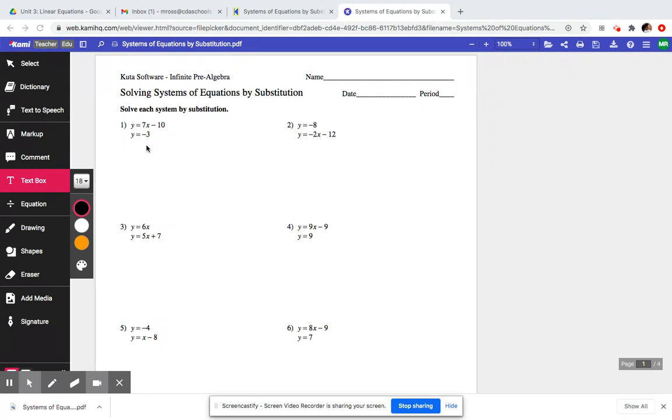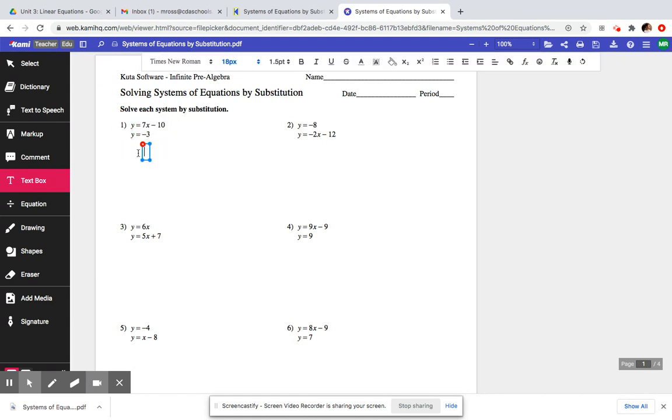So what we know is that y equals 7x minus 10, and we also know that y equals negative 3. So because we know that y is negative 3, we can plug it in everywhere into this top equation, where everywhere you see a y, we can plug in a negative 3. So we see a y at the beginning, so we're going to do negative 3 equals 7x minus 10.